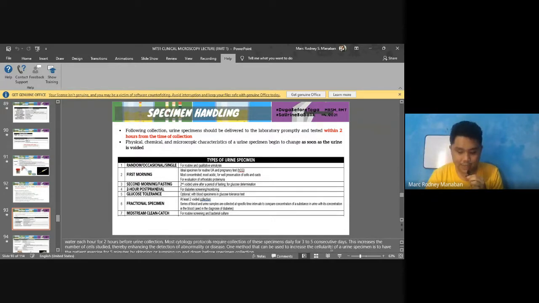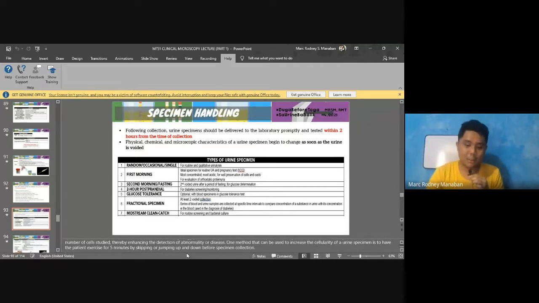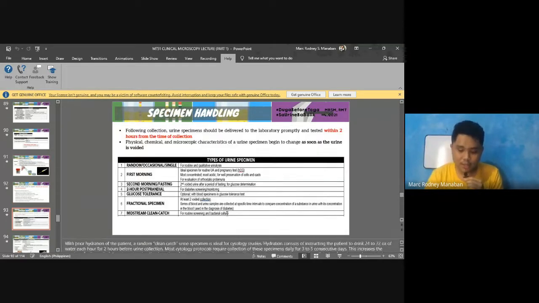And again, to increase cellularity para daghang cells na ma-recover, alright, the patient may exercise for 5 minutes by skipping or jumping up and down. All right, that's additional information lang from Branzel. Okay, so that's the first type of your urine specimen. Again, the midstream clean catch.